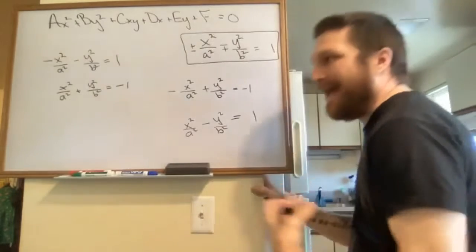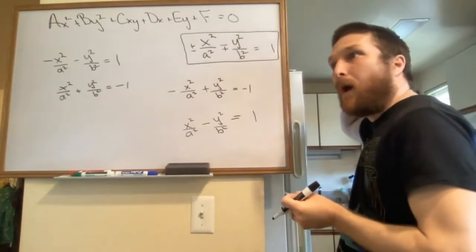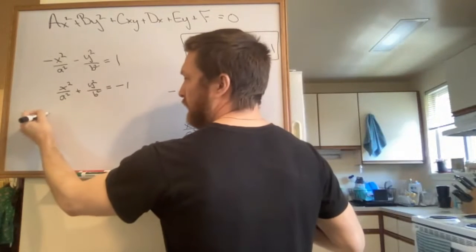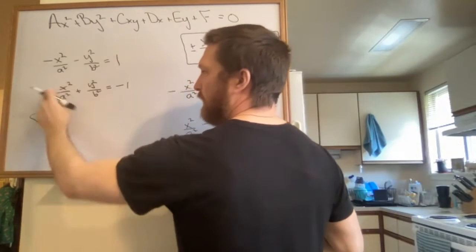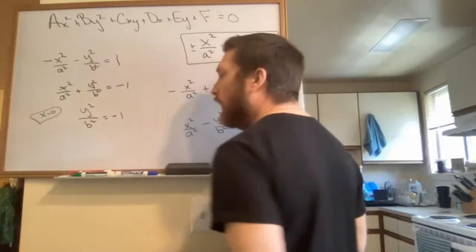And so let's say that I wanted to find where does that go through the y-axis. And so I'd say, well, set x equal to 0. And so when x equals 0, that thing goes away and you have y squared over b squared equals -1.